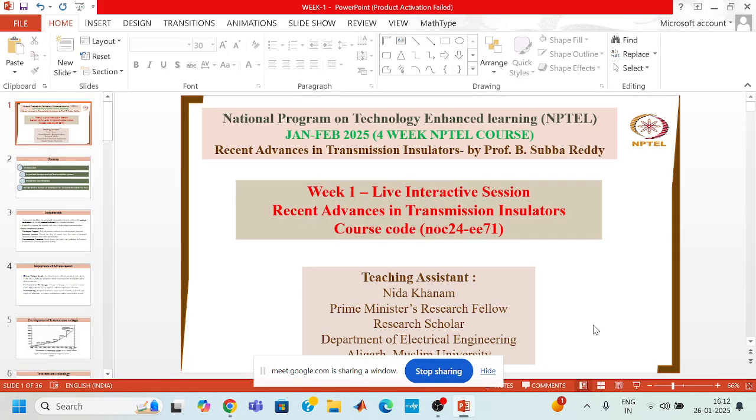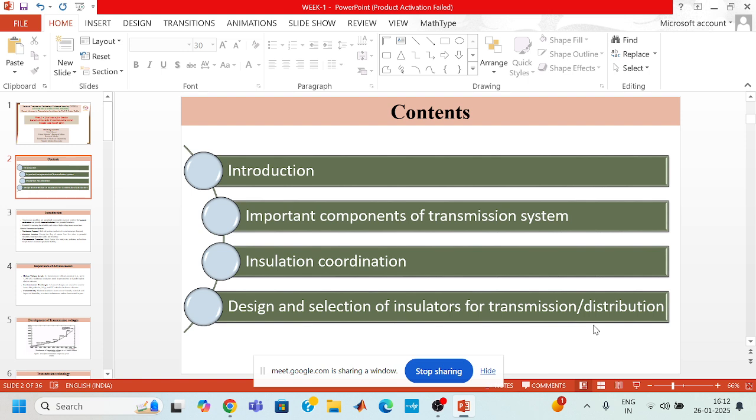Okay then. So basically, starting with the slides, I would like to introduce some contents: the introduction part, important components of transmission systems, insulation coordination, and design and selection of insulators based on transmission and distribution systems.